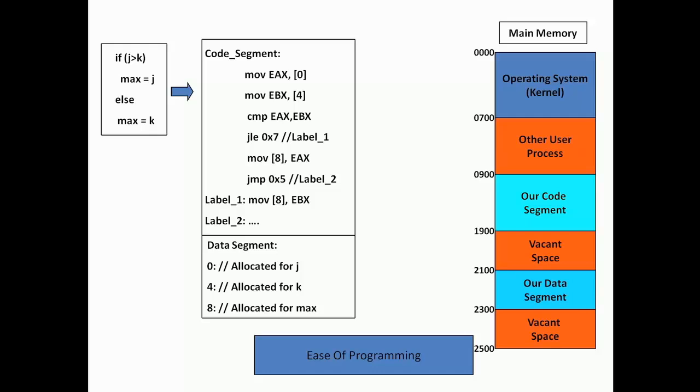So, these two are loaded here, then what happens? What is the address of j now? 2100, because the data segment is loaded from 2100, the address of j will be 2100, the address of k will be 2104, the address of max will be 2108.